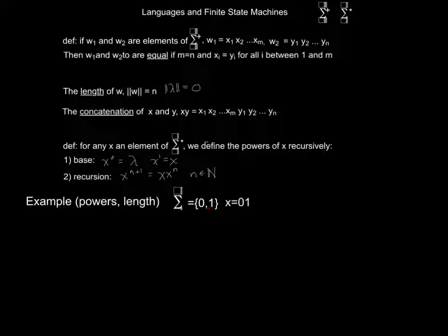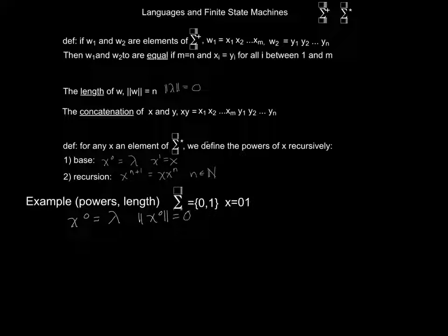As an example of both the powers of a string and length of a string, we can consider our alphabet to be {0, 1}, and our string to be x equals 01. So we'll start with x to the 0 is equal to the null string, and the length of the null string is equal to 0. x to the 1 is equal to x, which is 01, and the length of x to the 1 is equal to 2.